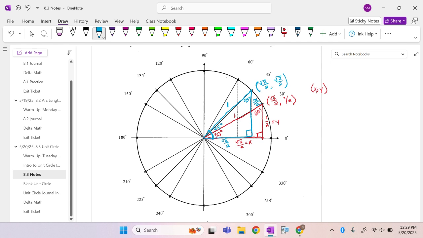Now, the last one. So this one right here. So this is the right angle. This big angle right here is 60 degrees. This little angle is 30. So, oh crap.